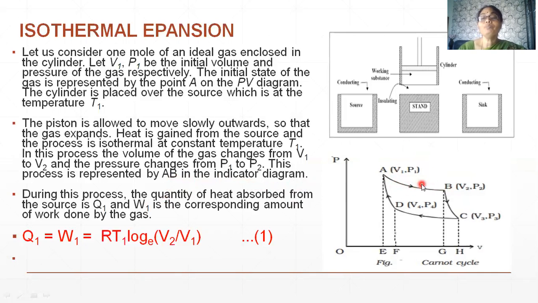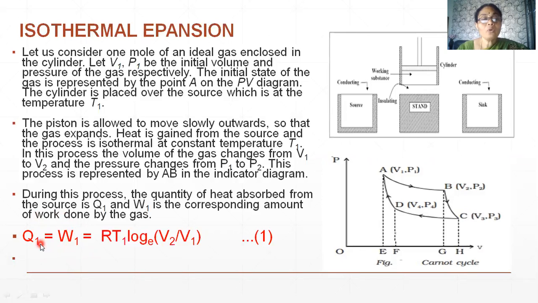Now let us assume that Q1 is the quantity of heat absorbed by the ideal gas in the process of expansion. When it absorbs a certain amount of heat, an equivalent amount of work is done. So let W1 represent the corresponding amount of work done. Q1 is the quantity of heat absorbed and the corresponding work done is W1. This is according to the first law of thermodynamics. So Q1 is equal to W1.